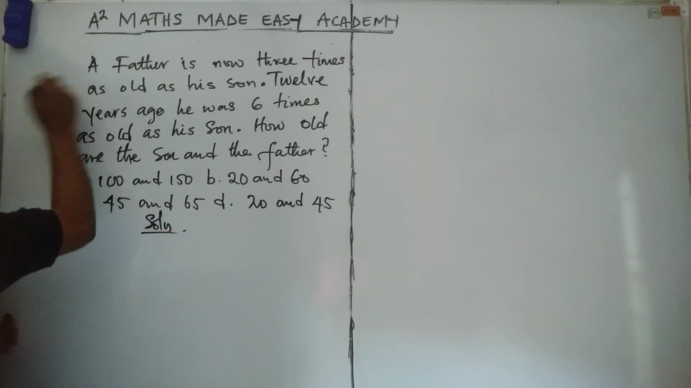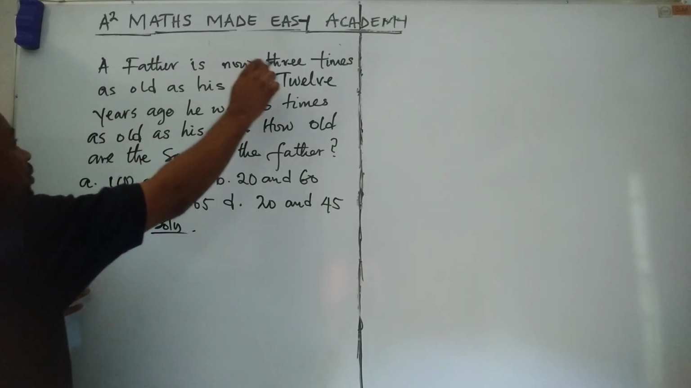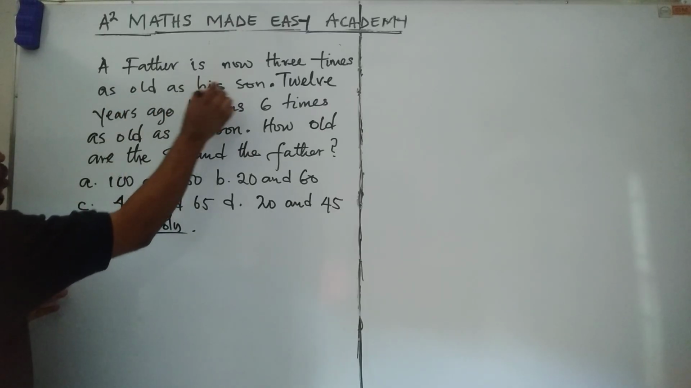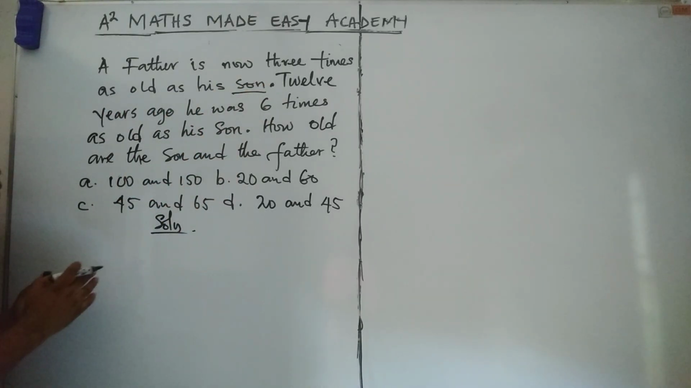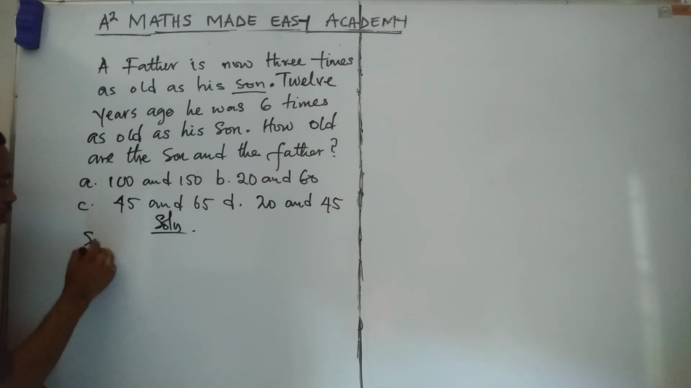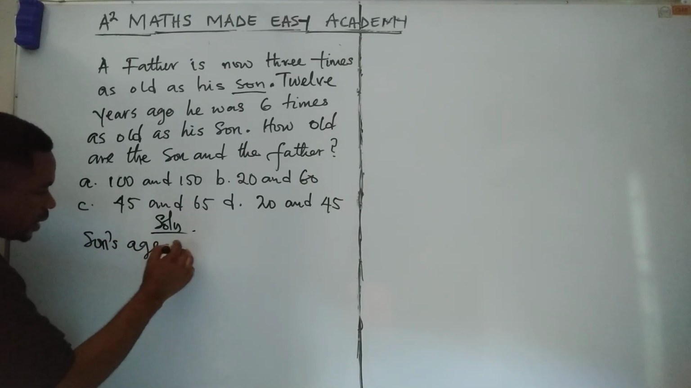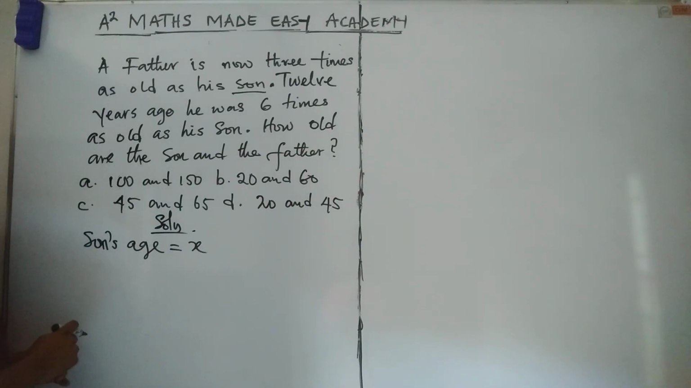Look up. Let's start with the first statement. A father is now 3 times as old as his son. Now the question is, do we know the age of the son? No. So what do we say? Son's age, let it be X. Then the father's age now.